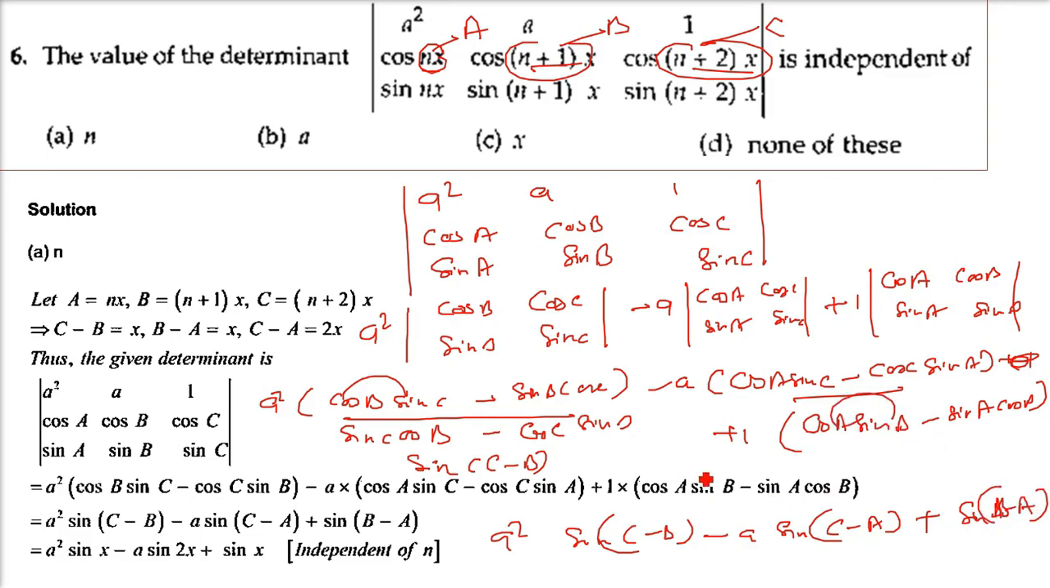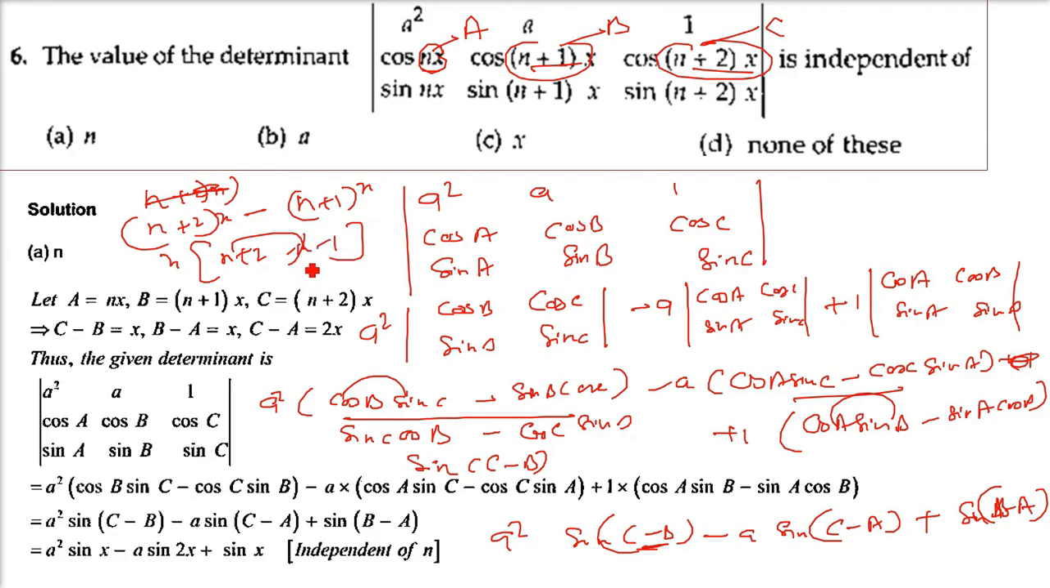Now we have assumed A, B, C. Now we have to subtract them. Let us see C minus B. What is C here? C was n plus 2x. What was B? It was n plus 1x. So C minus B is n plus 2x minus n plus 1x. So you can take x common: n plus 2 minus n minus 1. So n gets cancelled, 2 minus 1 is 1. So you get x here. So n is not there, remember? And please try to see that there is no n here.